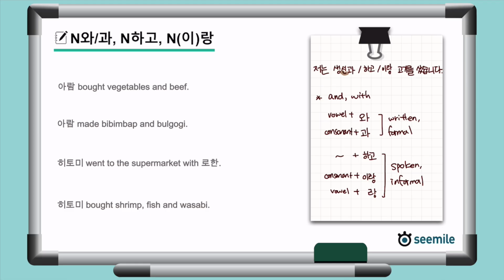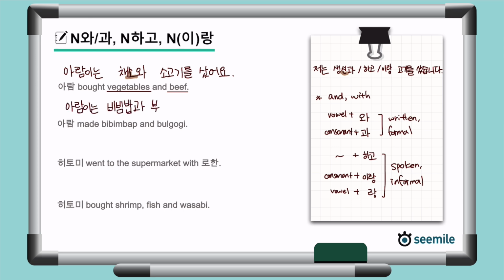What did Aram buy? 채소 and 소고기. Then how would you complete the full sentence in Korean using the particle 와, 과? The first noun 채소 ends in a vowel, so let's attach 와 after it. 아람이는 채소와 소고기를 샀어요. Good job! Try saying the next sentence out loud in Korean as well. Use the particle 와, 과 again. 아람이는 비빔밥과 불고기를 만들었어요. Good job! This time, 비빔밥 ends in a consonant, so 과 is attached.